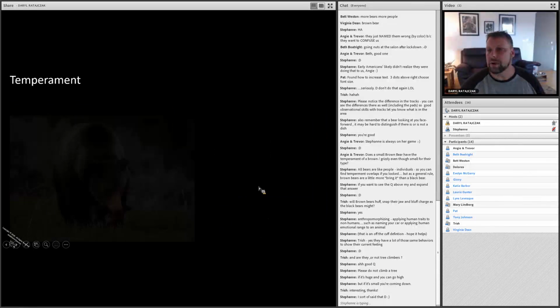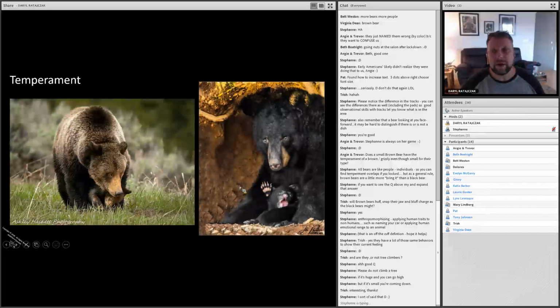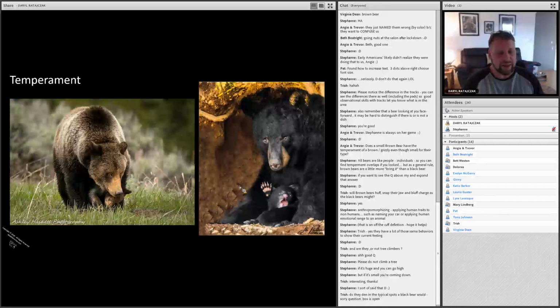Okay, so I'm going to let you know that both bears, just so you know, temperament wise, these bears can get very defensive when they have offspring. Doesn't matter if it is a grizzly or a black bear. When they have young about, they can definitely have a mean streak to them.